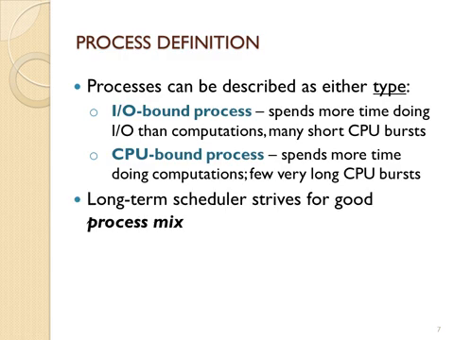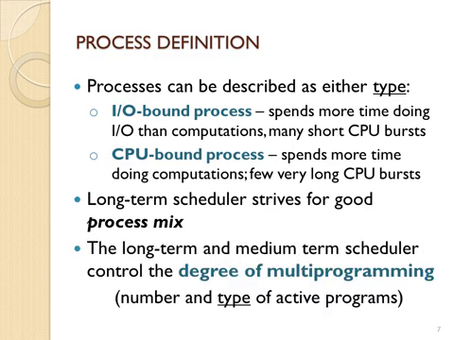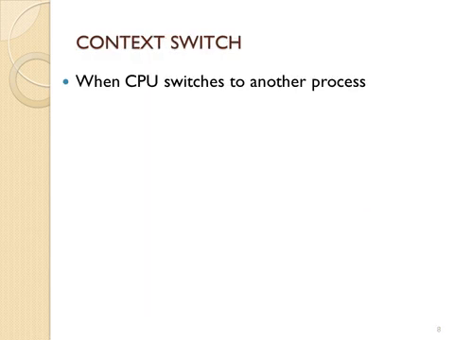The idea in controlling the degree of multiprogramming is to have a good mix of CPU bound processes and I/O bound processes, so that you can keep your throughput up and the system can get a lot of work done, because that's the goal of the system, to get the work done. And now I want to define what a context switch is.